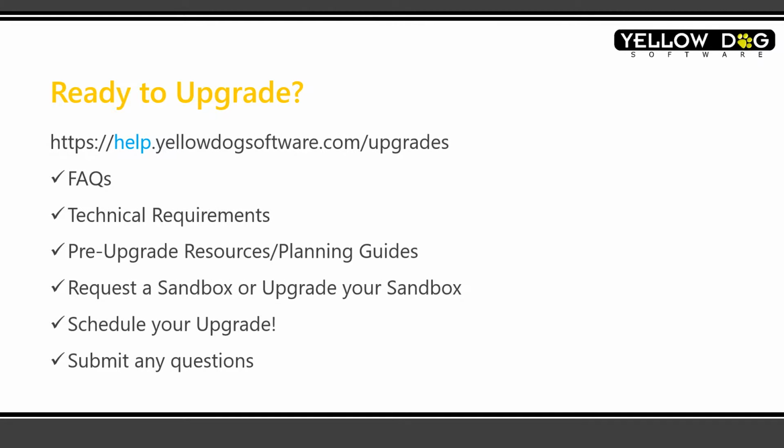If you're ready to upgrade, you can go to our help site. So go to help.yellowdogsoftware.com/upgrades. There you can see frequently asked questions. You can see any of the technical requirements. You can get pre-upgrade resources and planning guides. You can also even request a sandbox, or if you have a sandbox, we can upgrade it to this version. And of course, you can self-service and schedule your upgrade. And of course, you can submit any questions to our upgrade team.